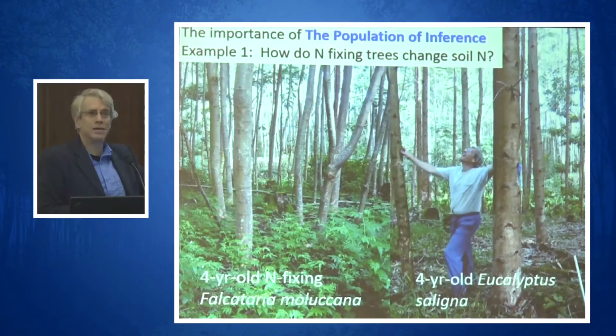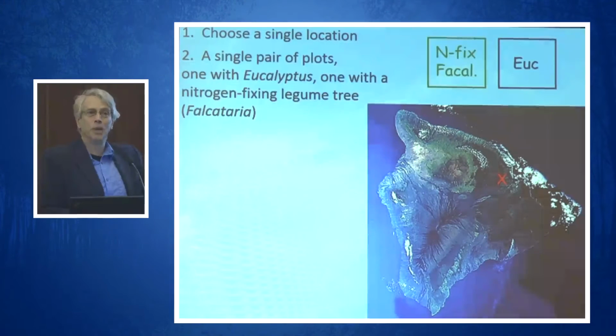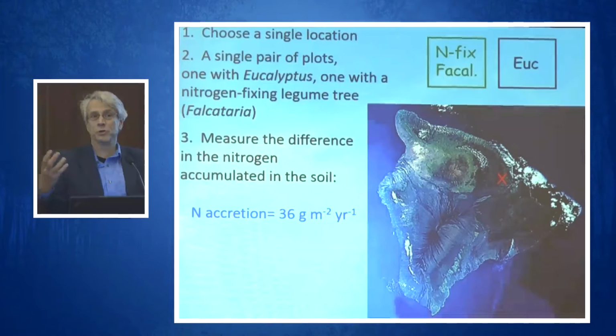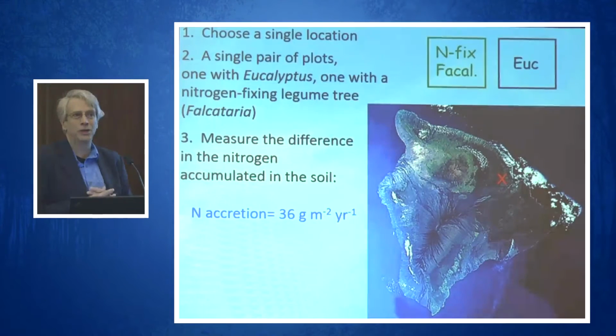So here we might have a stand of nitrogen-fixing leguminous trees, Facultaria, and we might have a stand next to it of eucalyptus trees, which will not fix nitrogen, and then we might sample the soil beneath them and see how much nitrogen is accumulated. We might choose a location like the island of Hawaii, and we might have one plot of the nitrogen-fixing legume and one plot of eucalyptus. We measure the soil nitrogen and we say the difference between them means that the nitrogen fixing tree has increased soil nitrogen by 36 grams per square meter each year.